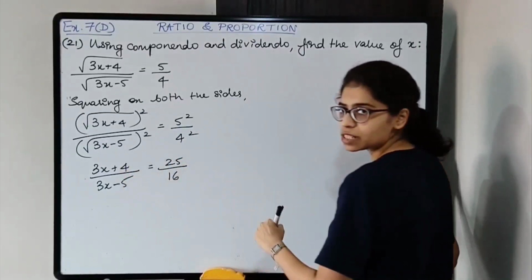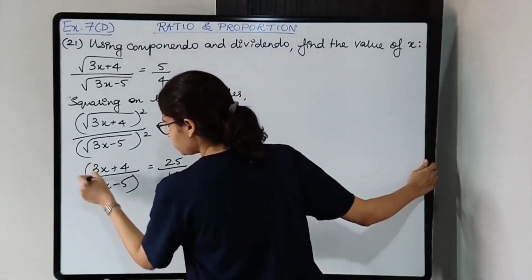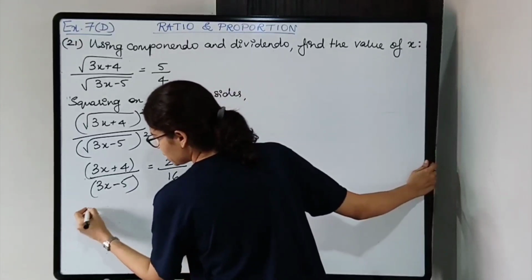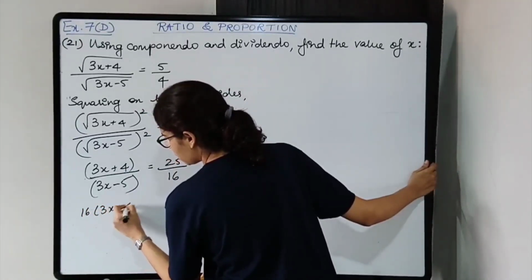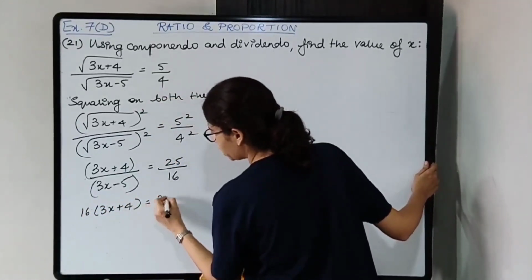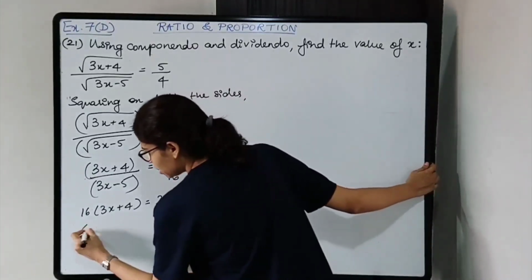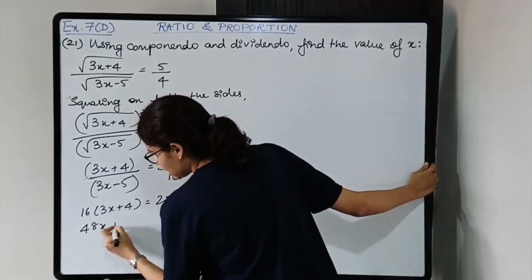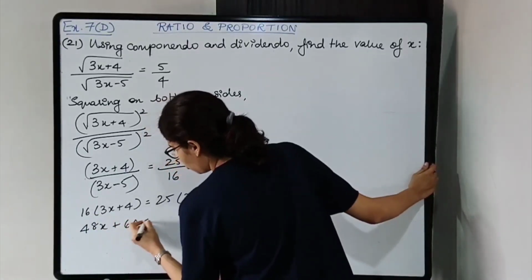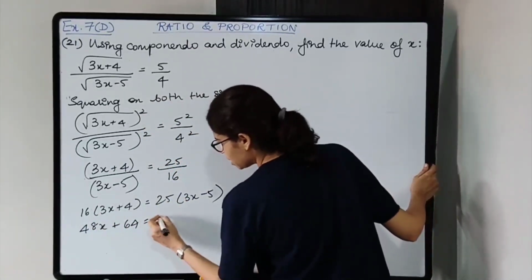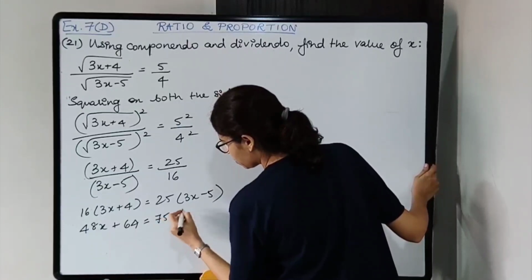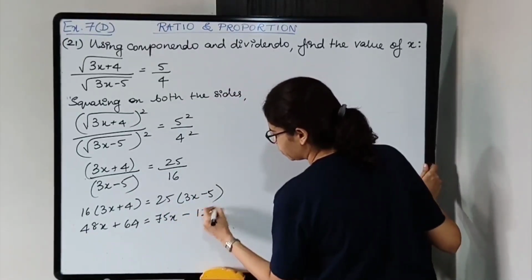Now we'll cross multiply. Okay, so 16 into 3x plus 4 is equal to 25 into 3x minus 5. 16 3s are 48x, 16 4s are 64, 25 3s are 75x, minus 25 5s are 125.